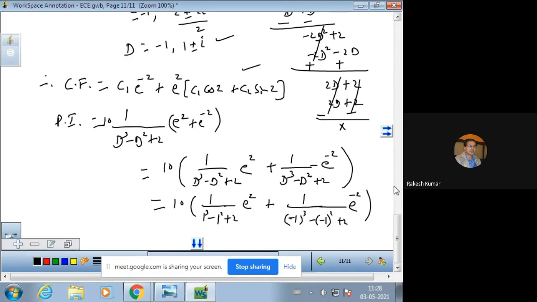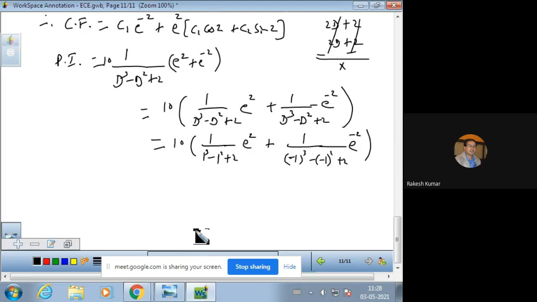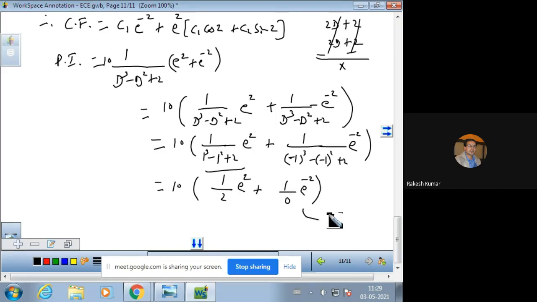What does it come out to be? In the first particular integral, it is okay. That is 1/2 e^z. But here you will get 1 upon 0 e^(-z). Now it is a case of failure. This has already been discussed in the previous lectures.